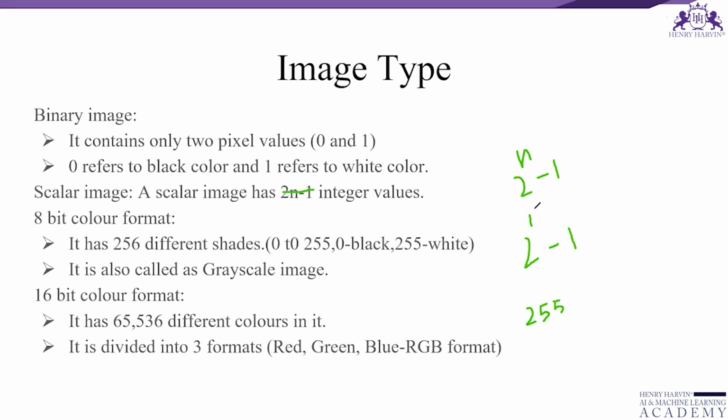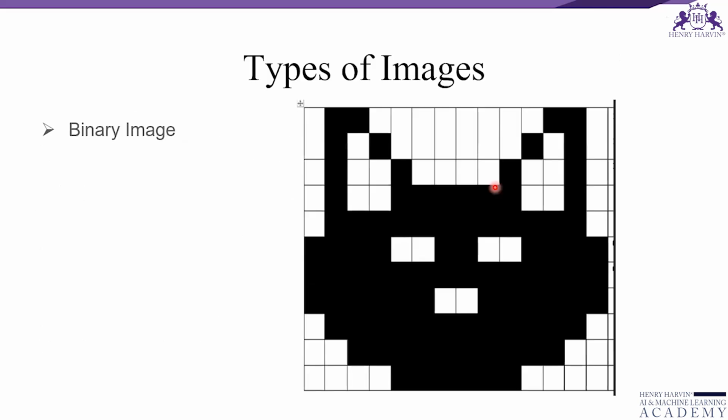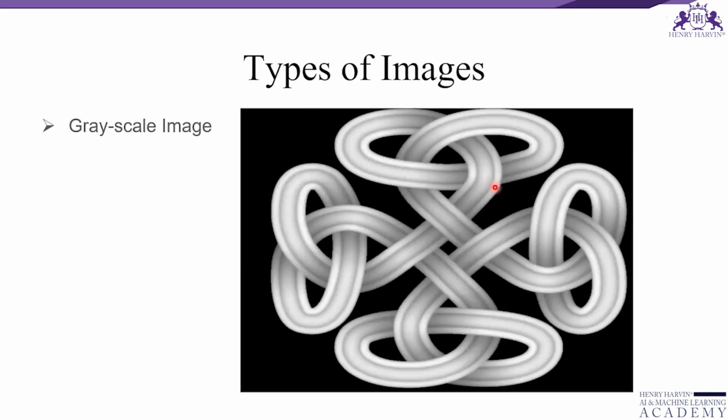When we talk about 16-bit color format, it has 65,536 different colors in it. So it is divided into red, green, blue format. So now let me make it very clear to you. So look at this. What are the colors present in this? Yes, you are right. So we can see only black and white, right? So it is nothing but a binary image.